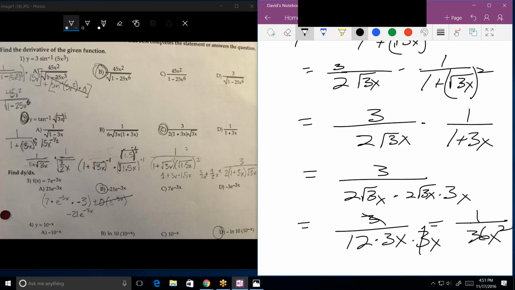Wow. And you're saying C is the correct answer? Yes. Well, maybe they just didn't simplify as far. I was going to say, that looks maybe like the same answer. Let's see, 3 over 1 plus 3x times 2 times 3x in the bottom.